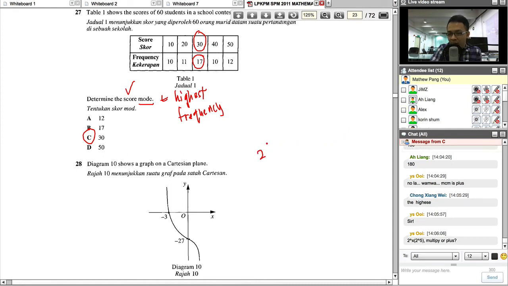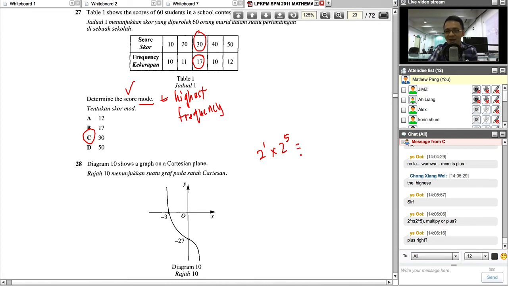2 power of 2, multiply 2 power of 5. Multiply or plus. Okay. If you solve this one, of course you can multiply and of course you can plus, depending on what is the meaning. If, let's say, I want to combine them, I know actually in the indices world, multiply means plus. So you get 2 power of 6. Or you can understand 2 power of 1 multiply 2 power of 5 is just 2 power of 6. You can straight away do it if you want.